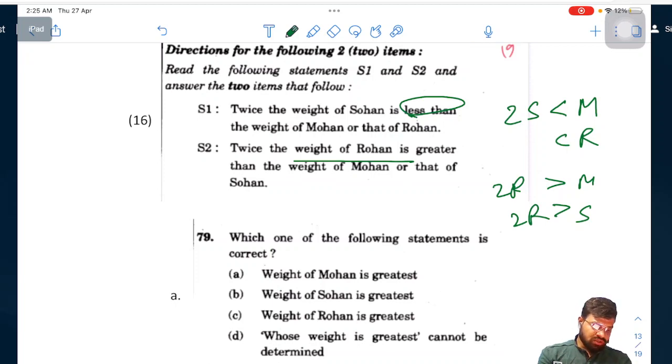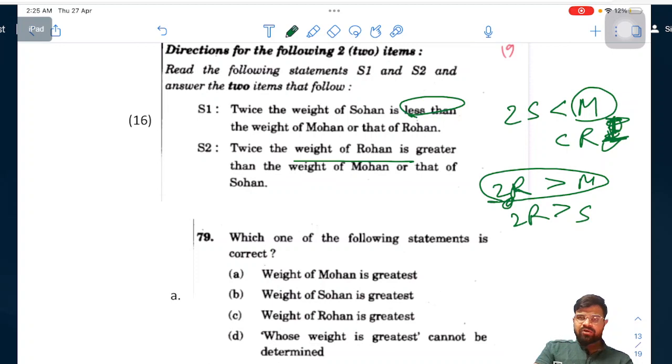So this is the first part: the weight of Mohan is greatest. We cannot determine this because we are not sure between Mohan and Rohan. Mohan and Rohan are both greater than Sohan, that is for sure. But 2R is greater than M. We cannot be sure which of M or R is larger. So this is not sure, and D will be the answer.